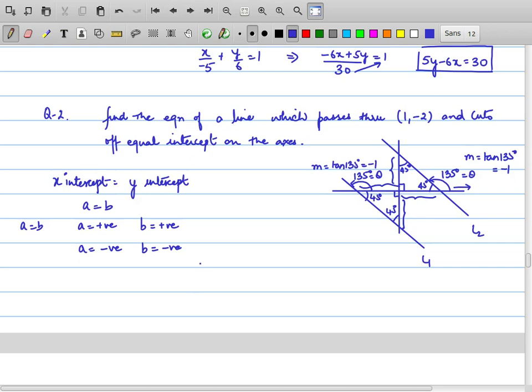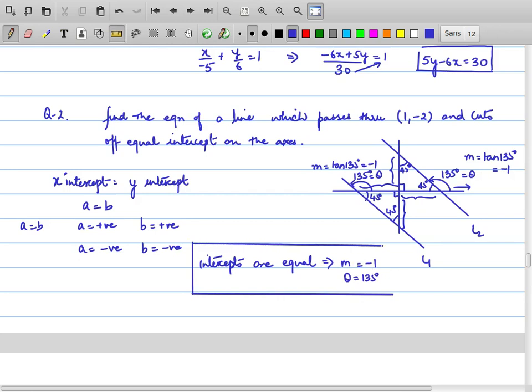Therefore one thing you should always remember, if it is given in the question that intercepts are equal, it simply means m is equal to -1. The slope of your line is -1 and theta for this line is 135 degree. This you should automatically understand whenever it is given that the intercepts are equal. Straight away use m equals -1. Now the question becomes very easy.